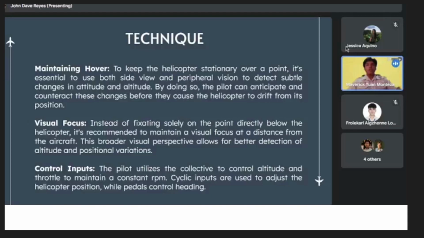Second, we have visual focus. Rather than fixating solely below, pilots are advised to maintain a broader visual perspective for better altitude and positional awareness. Third, we have control inputs. Altitude is controlled with the collective, throttle maintains RPM, cyclic adjusts position, and pedals control heading.